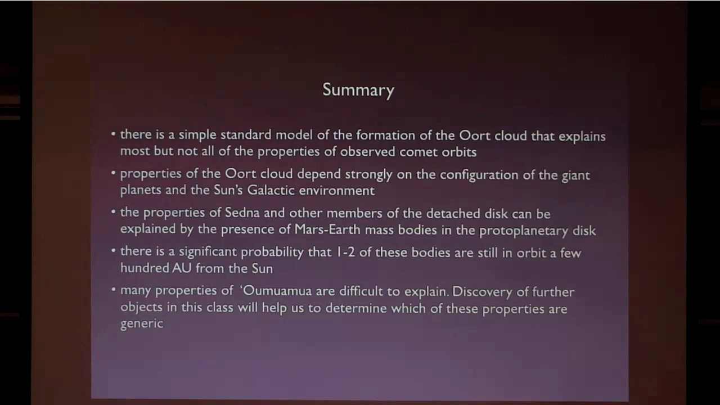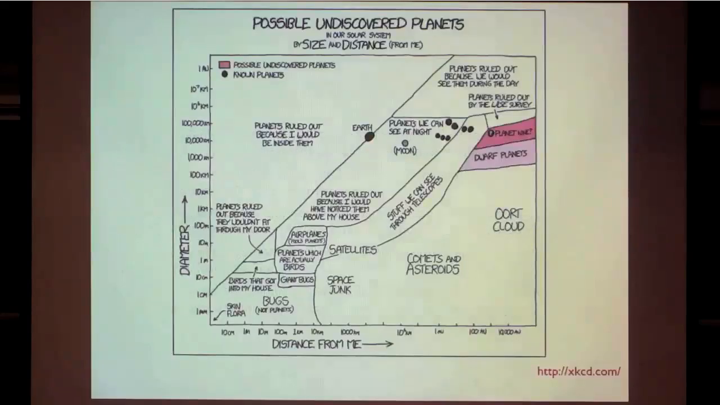The properties of the members of the detached disk, such as Sedna, can be explained by the presence of bodies of Mars size or Earth size in the protoplanetary disk, and there's a significant chance that some of these are still in orbit outside the sun at a few hundred astronomical units. And we'll just have to wait and see about Oumuamua. So that's all I wanted to say, and maybe while we do questions, I'll just put up a summary of the observational constraints on Planet X that you can look at while we do the questions.